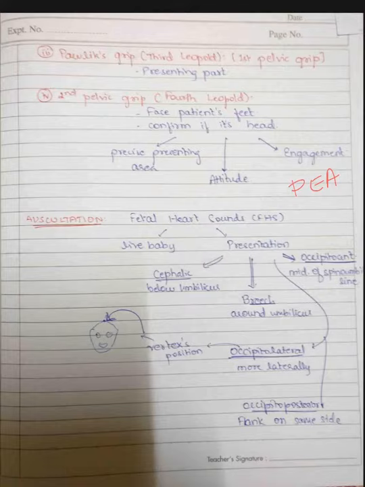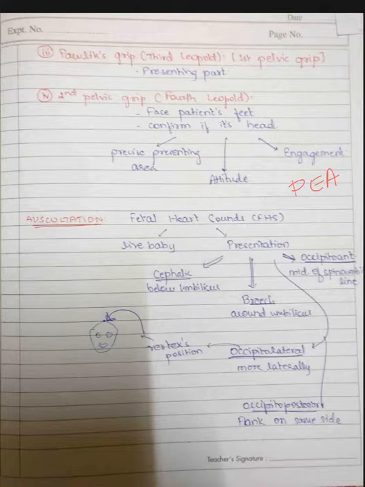In this, the four fingers of both hands should be brought from upwards, down, and then you have to feel and approximate. While approximating, you can understand three things by using this second pelvic grip. That is, first is the presenting part, second is the engagement, and also you can understand a very important thing, that is the attitude. How do you determine the presenting part?